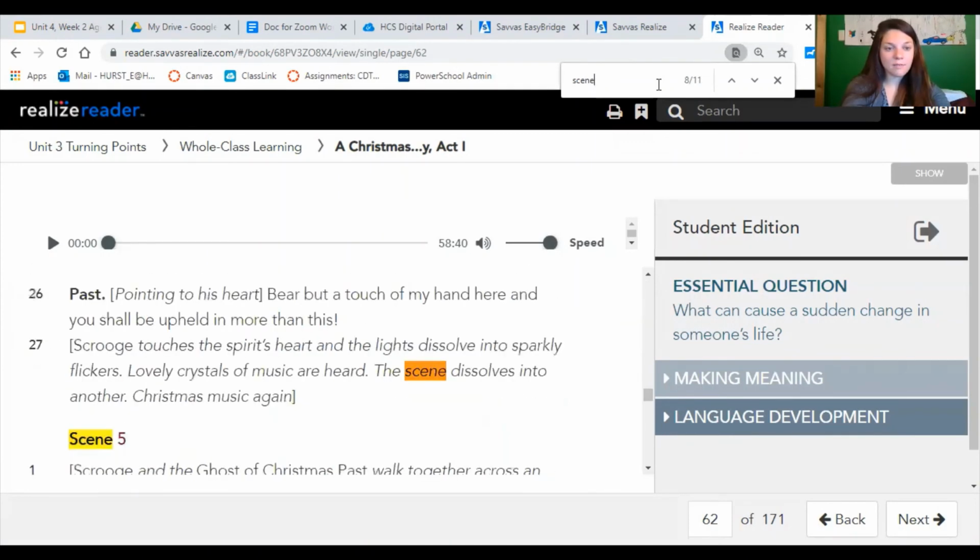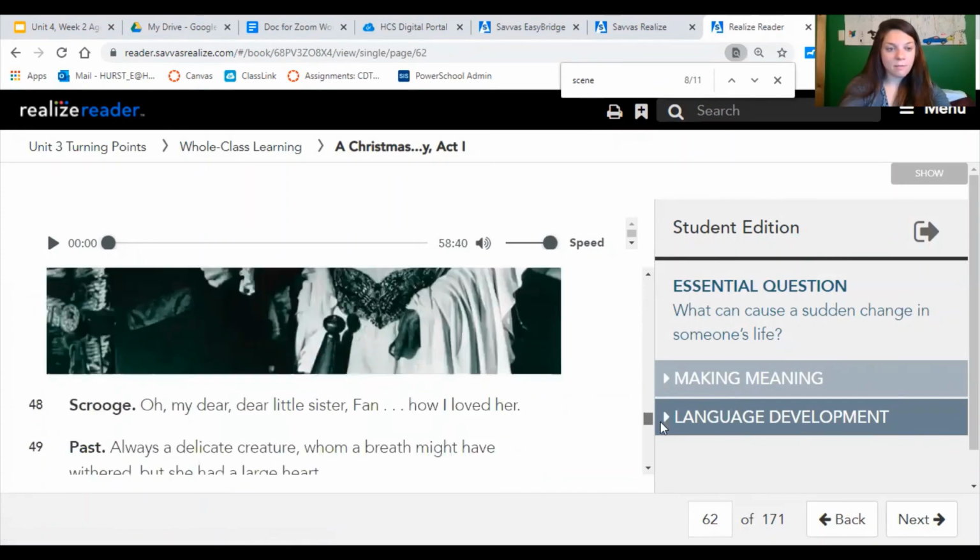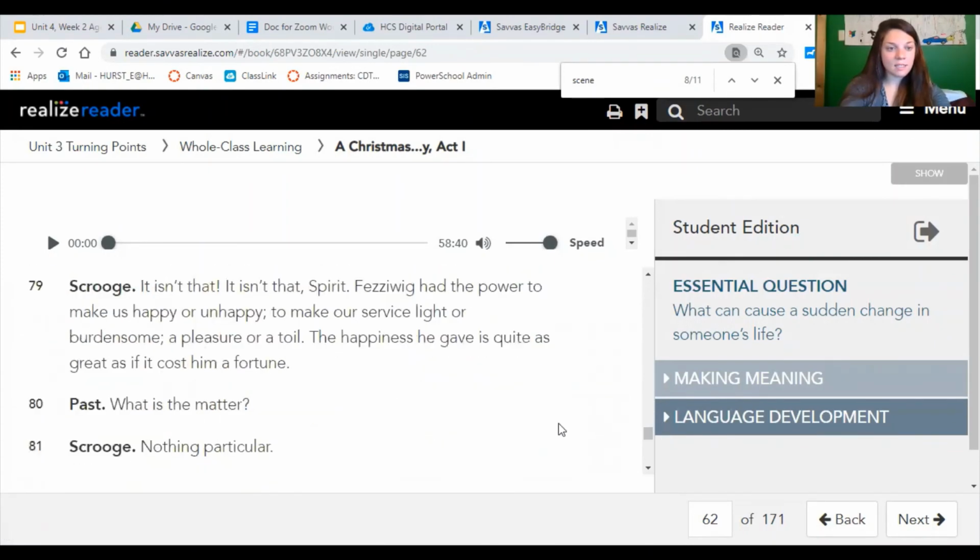Let's see. Ugh, I missed scene 5. Scene 5, paragraph 79 says, it's Scrooge talking, and this is when he's just taken some time to look at Fezziwig and that whole debacle.